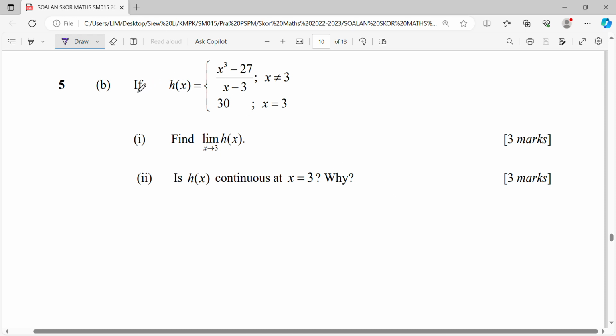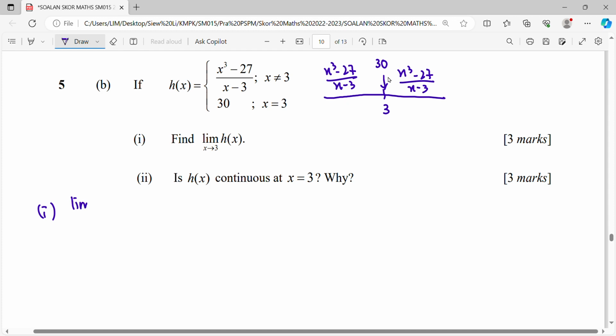Next, for the following function, h(x), we have a piecewise. From this piecewise, we understand that when x equals 3, exactly this 3 value, the function is 30. When x does not equal 3, the function will be (x cubed minus 27) over (x minus 3). So every time we get a piecewise function, we draw the interval to help us identify the function correctly according to its interval.